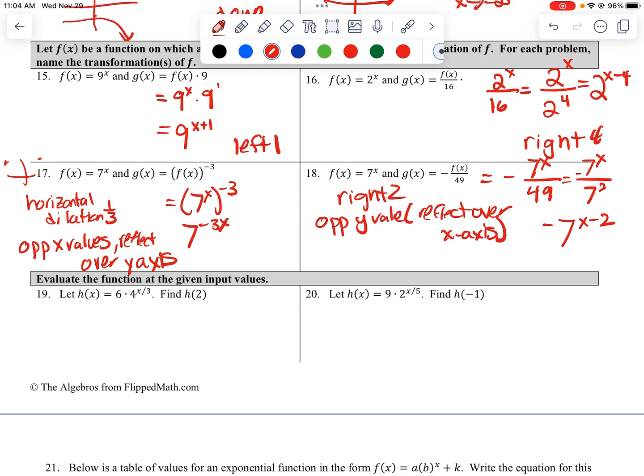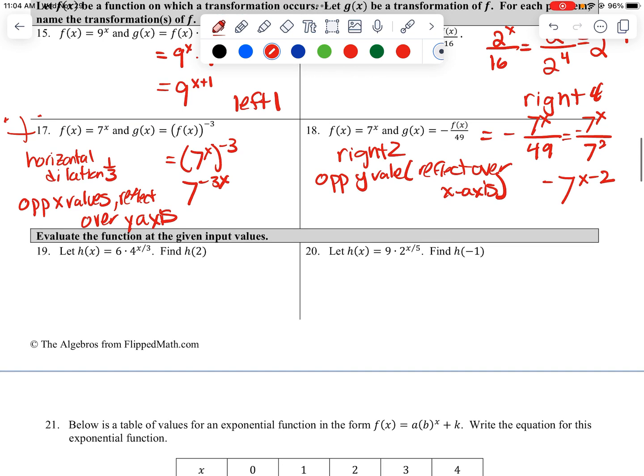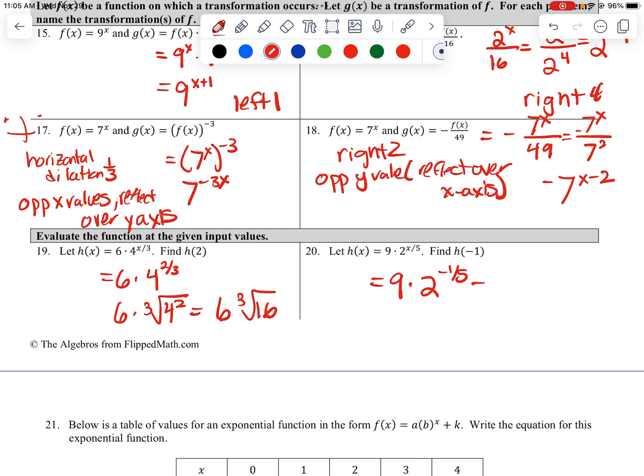All right, so these are the ones where we just had to simplify. So h of 2, so 6 times 4 to the 2/3. So 6 times the cube root of 4 squared, which would be 6 times the cube root of 16. And then when it's negative 1, so 9 times 2 to the negative 1 over 5. So that'd be 9 times 2 to the 1/5. So 9 over the 5th root of 2.